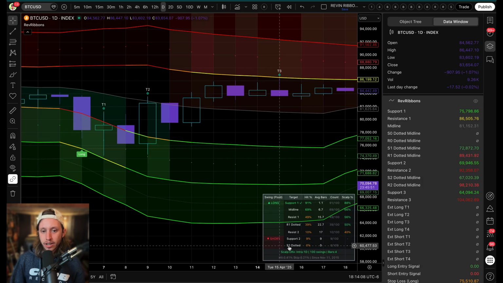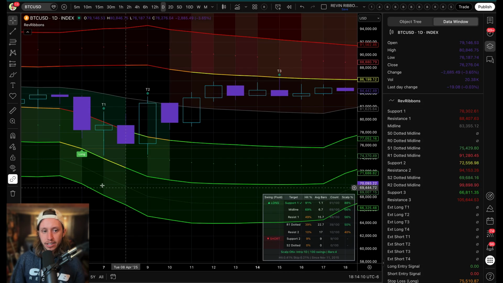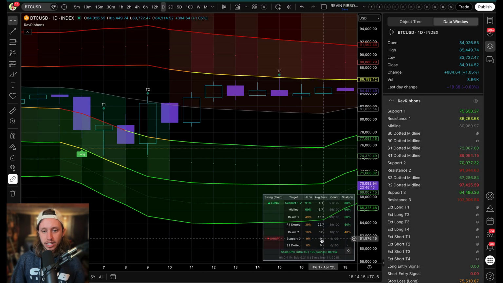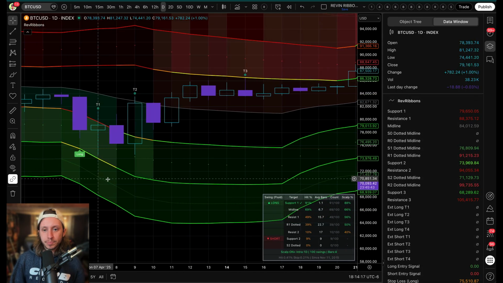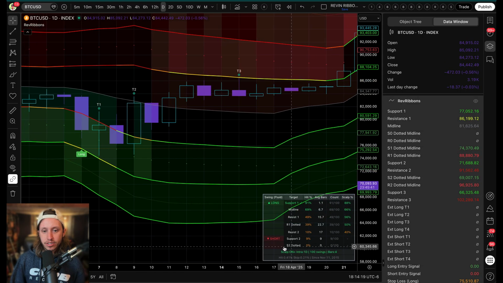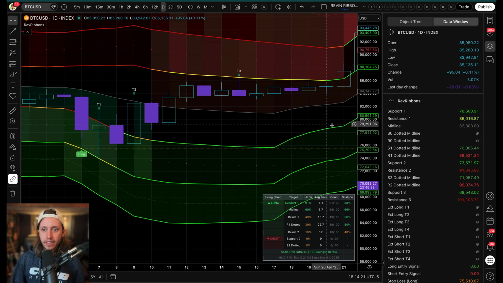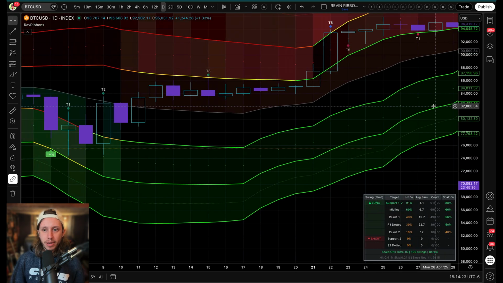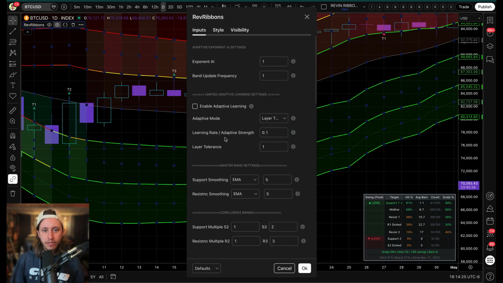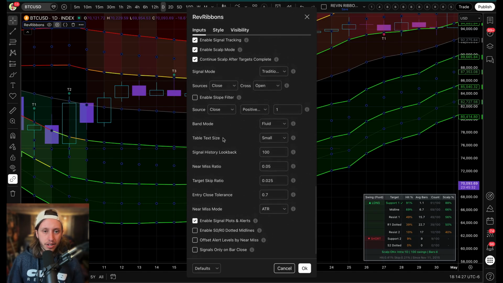The counter targets work, and in this mode, support 2 dotted while still in a trade has a 0% chance of getting hit currently in the last 100 trades. But at other times that is usable. So okay, that is explaining the general system and how that works. If you have questions on this, feel free to message me on Discord.